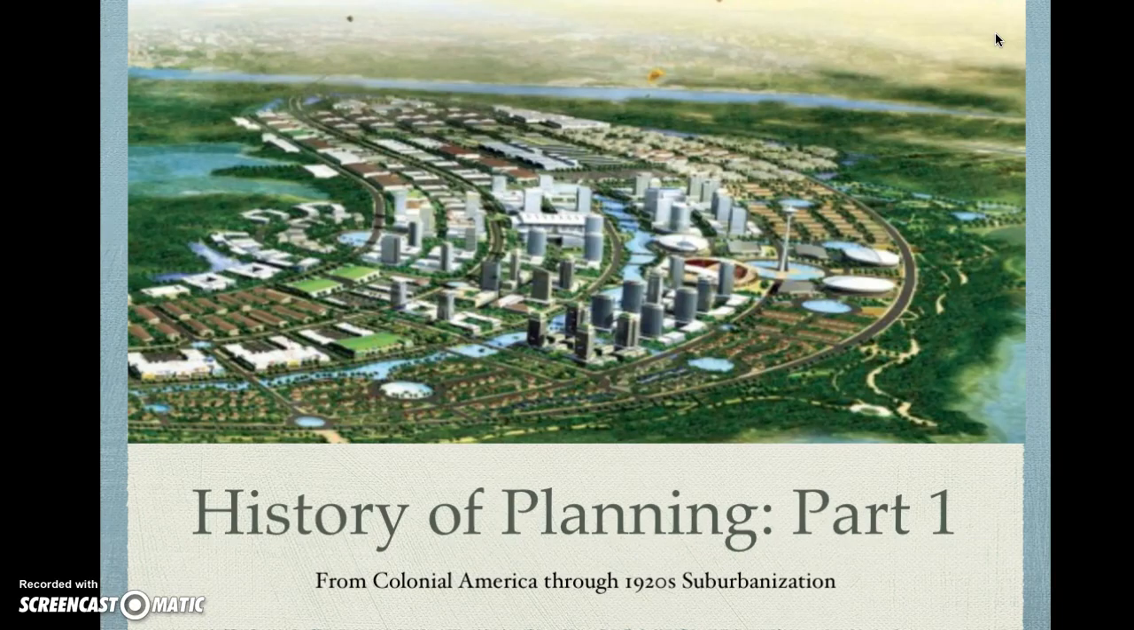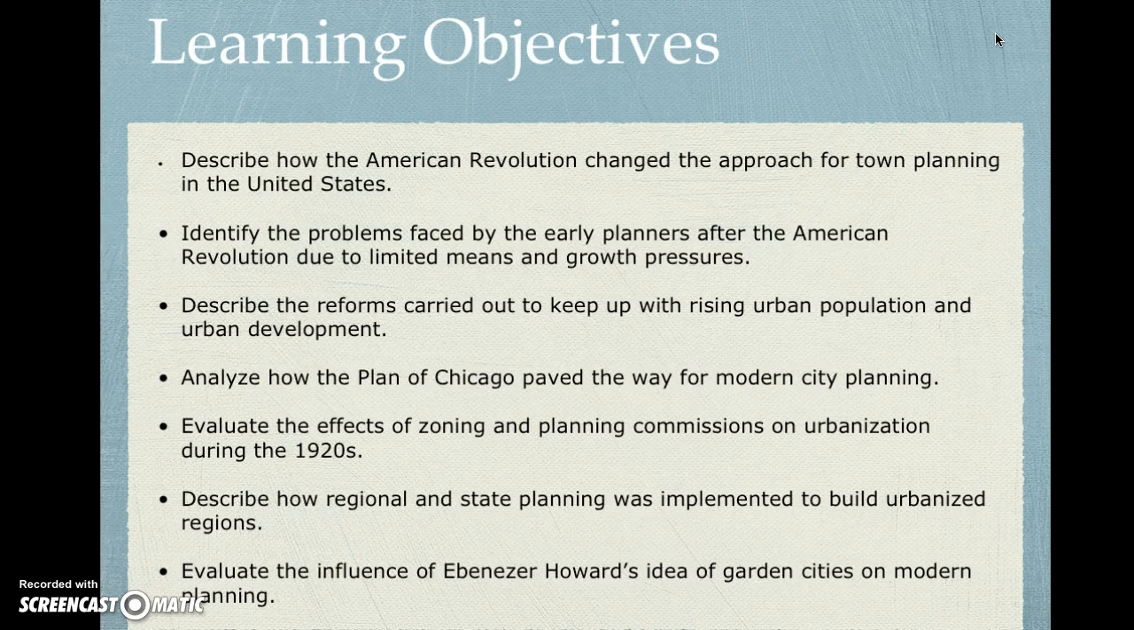All right, so what we're going to do today is go over a history of urban planning, so you can really start getting into planning and what that is. So the learning objectives for this lesson, there's quite a bit of them. We're going to look at the American Revolution and how that changed the approach for town planning in the U.S. We're going to look at some of the problems that early planners faced after the American Revolution and kind of look at how that changed.